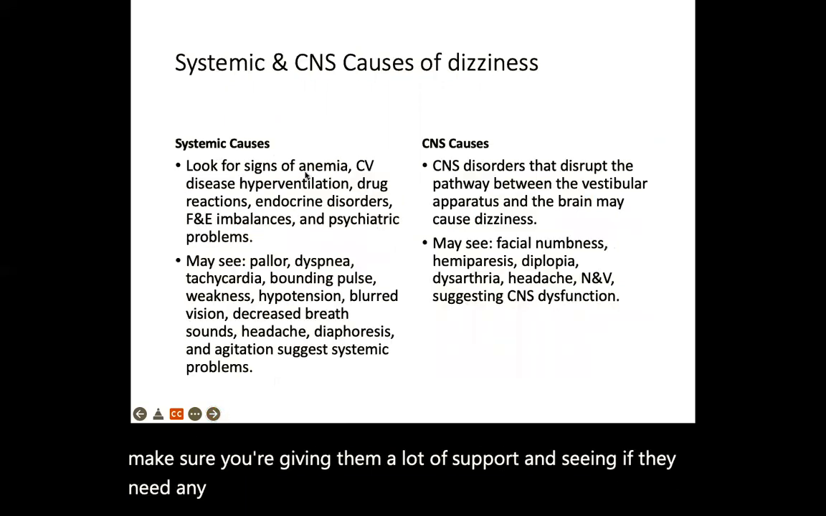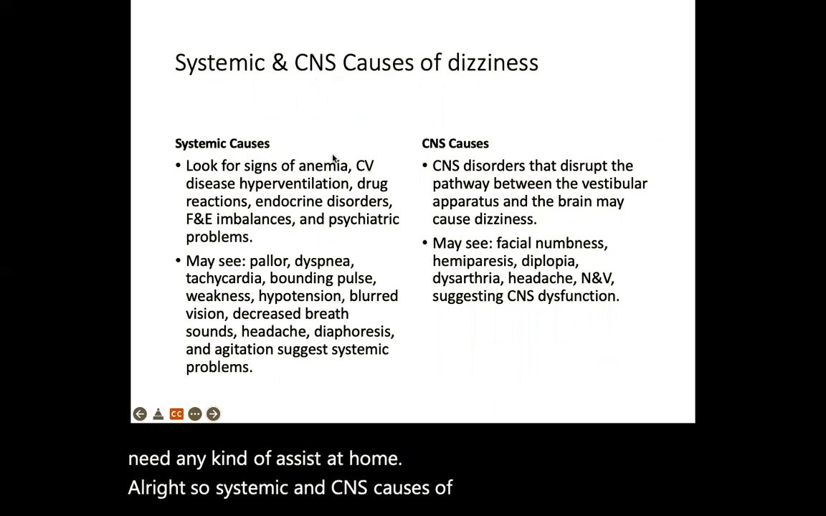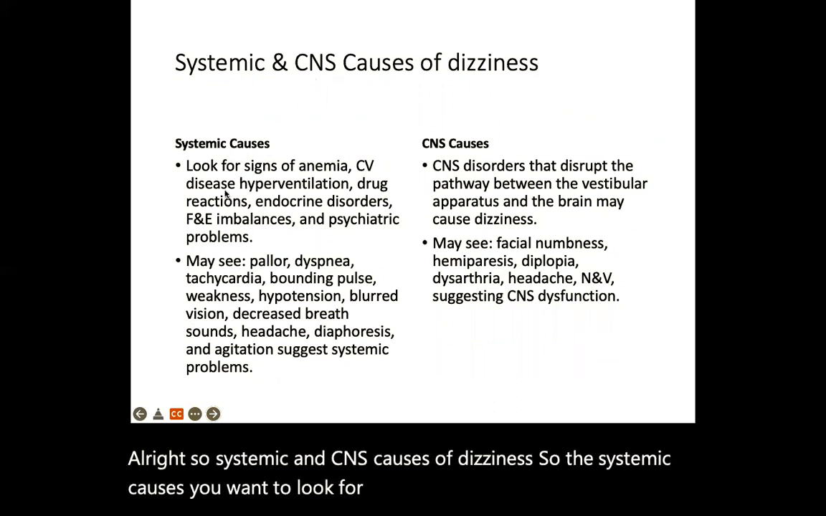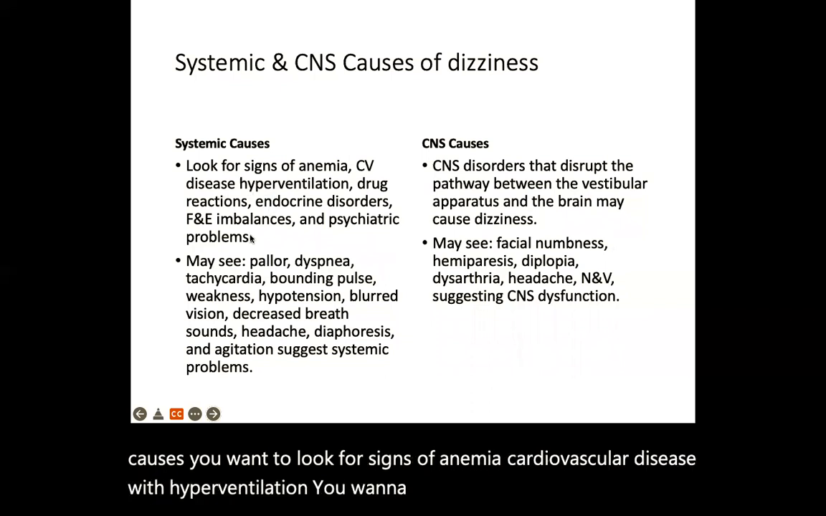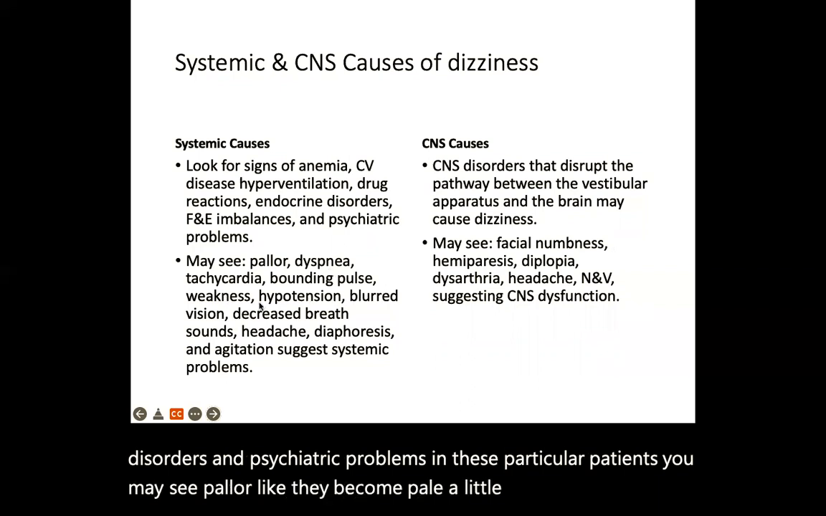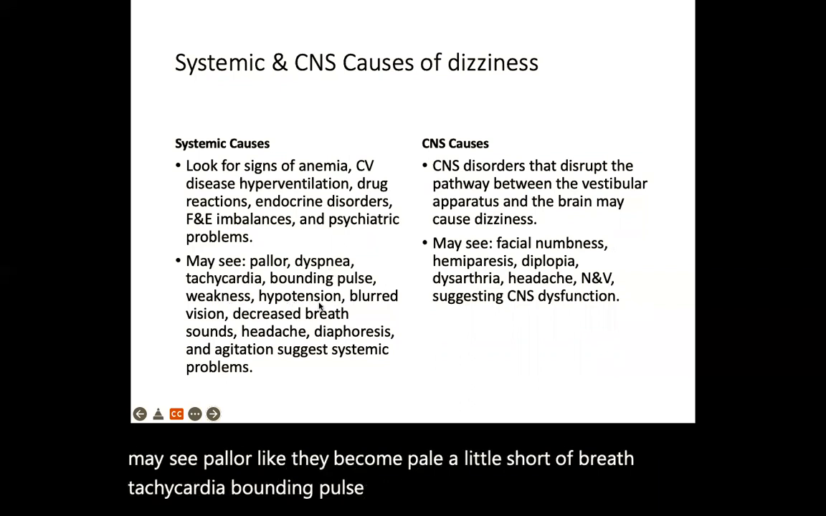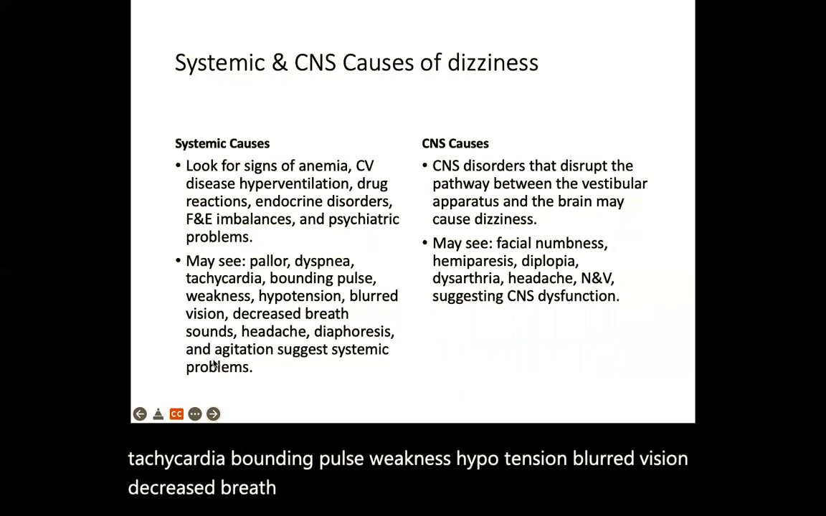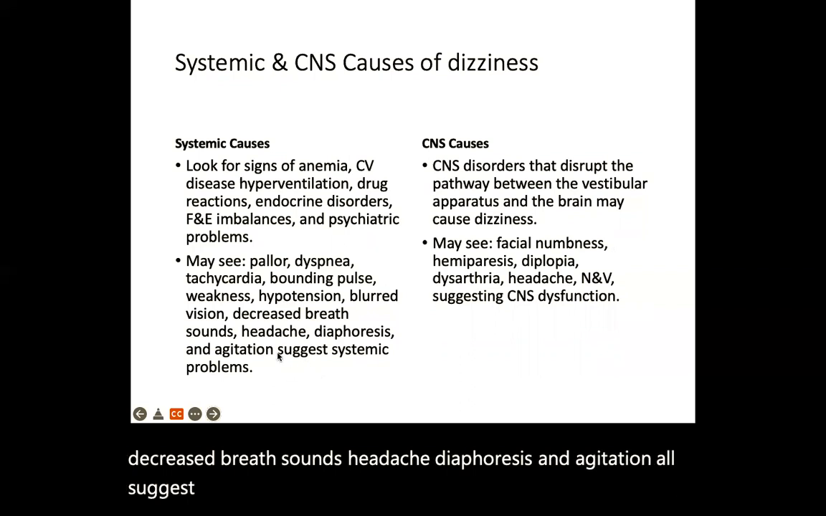All right, so systemic and CNS causes of dizziness. So the systemic causes, you want to look for signs of anemia, cardiovascular disease with hyperventilation. You want to look for drug reactions, endocrine disorders, and psychiatric problems. In these particular patients, you may see pallor, like they become pale, a little short of breath, tachycardic, bounding pulse, weakness, hypotension, blurred vision, decreased breath sounds, headache, diaphoresis, and agitation all suggest systemic problems.